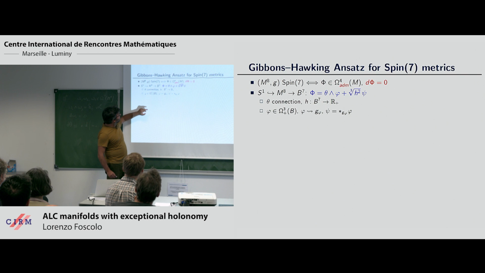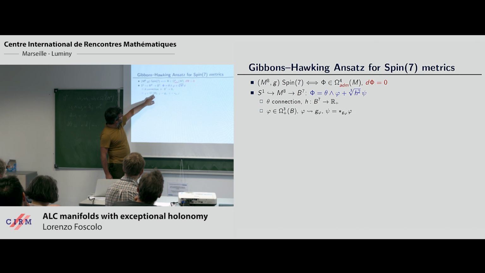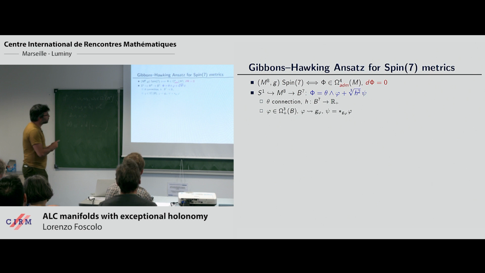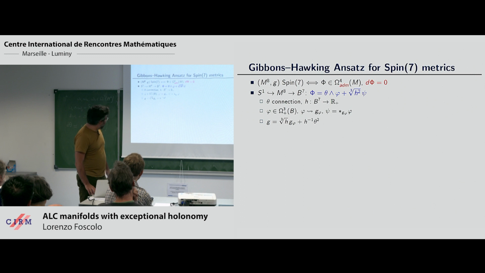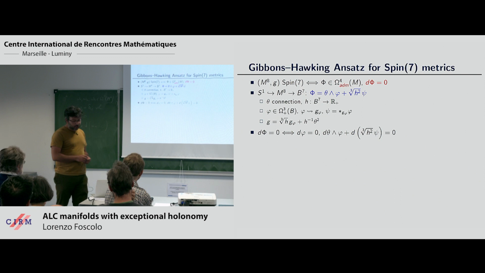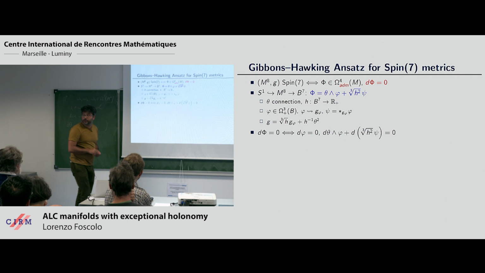So these special algebraic properties imply that phi by itself determines a Riemannian metric on B that I'll denote by G_phi. And then this psi is a 4-form that is actually just the Hodge dual of phi with respect to the metric that it defines. And here G is this 8-dimensional metric written in terms of this metric G_phi, the connection 1-form and the function H. And then we have this condition that Phi is closed, and these are the sort of dimensionally reduced equations that you get. That should be the analog of this Gibbons-Hawking ansatz.